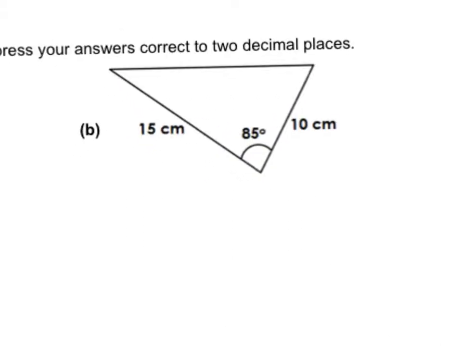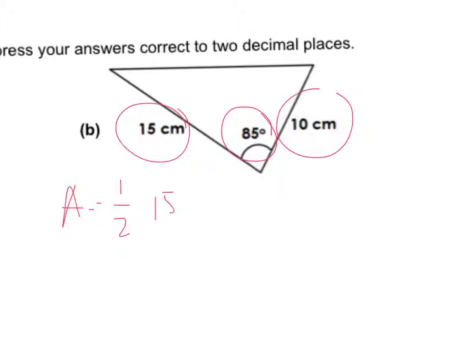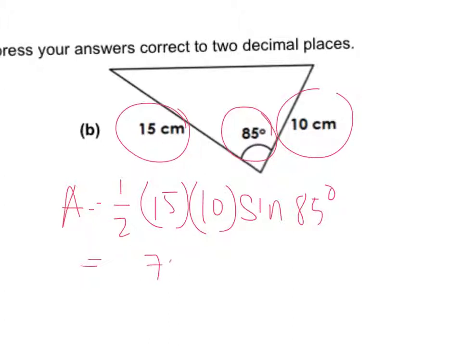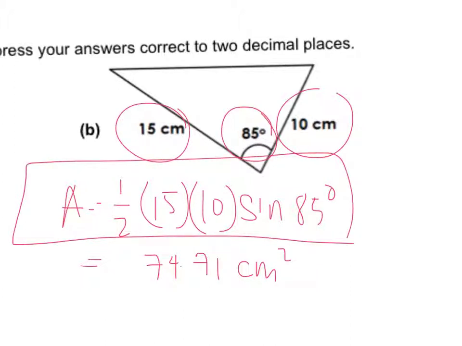As you look at this, this is the angle in between. The area again is half. I'll get the sides, 15 and 10, and then sine of the angle in between, 85, and that's it. What did you get, Aaron? 74.7. 74.71, same. So the units are cm squared. As long as you know the formula for the area and you know how to plug in the numbers, you will always get the correct answer.